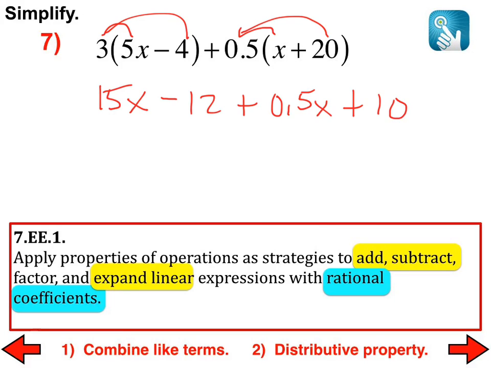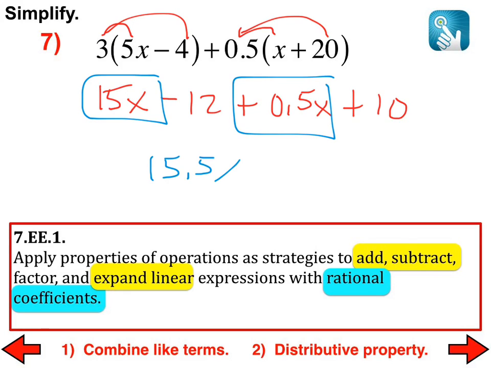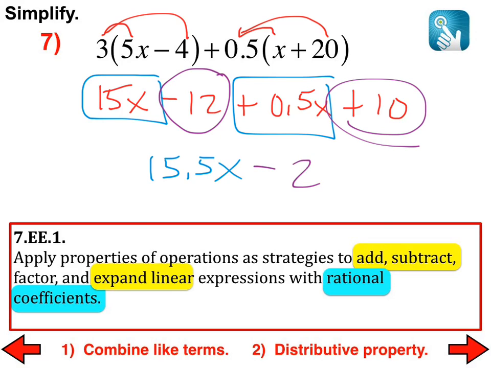Okay. Well, from there, we just need to gather our like terms. Positive 15x, positive 0.5x, that's positive 15.5x. And then we have essentially a negative 12 here, and a positive 10, that is a negative 2. So 15.5x minus 2. Okay? Any questions with number 7?